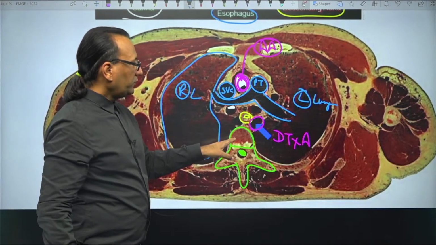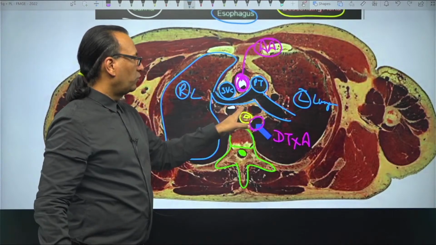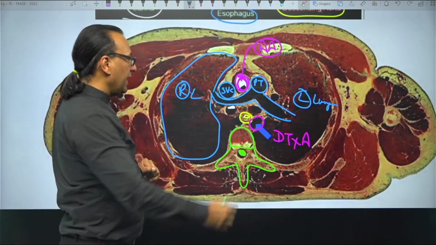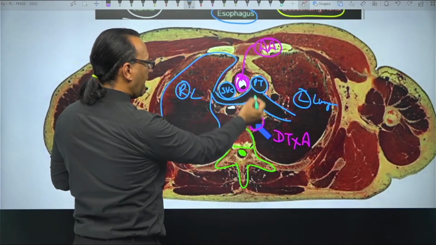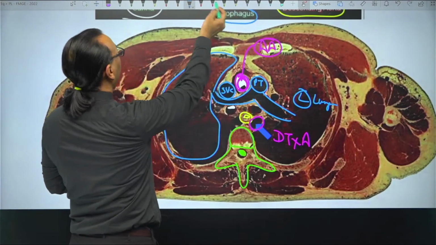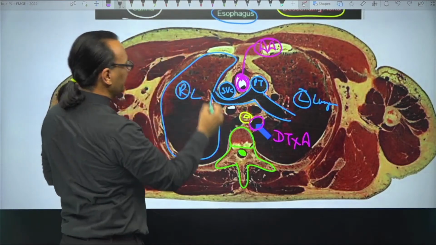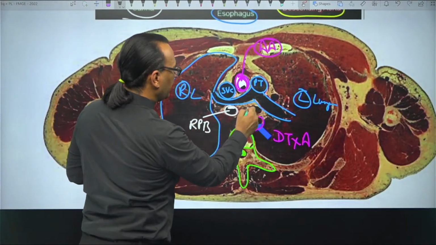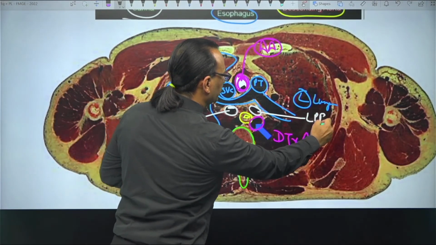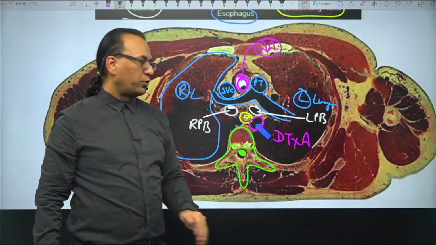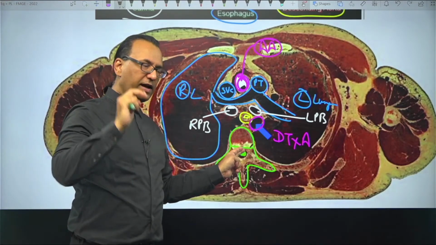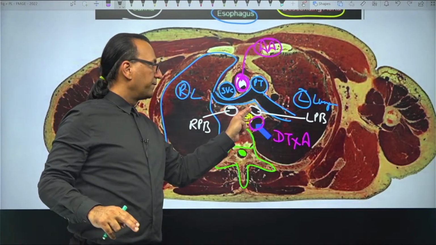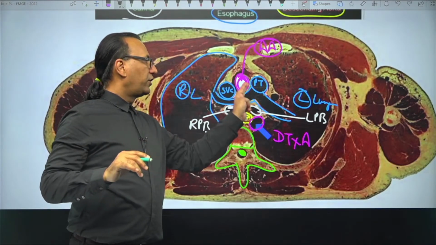And if this is the pulmonary trunk, what are these two open spaces in front of the esophagus? In front of the esophagus, but behind the pulmonary trunk, as you are marking, let us take some other color, maybe white only. This is the right principal bronchus, that is the left principal bronchus. So what is the arrangement of structures posterior to anterior? Body of vertebra, in front of that the esophagus, in front of that the tracheal bifurcation into right and left principal bronchus, in front of that the pulmonary trunk.